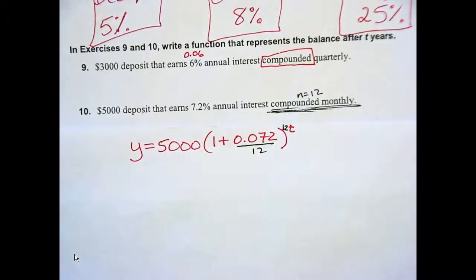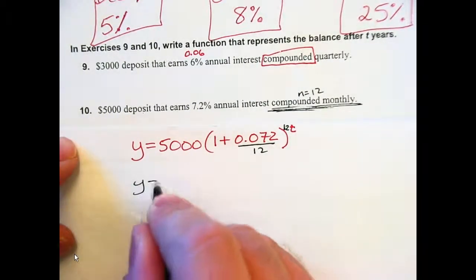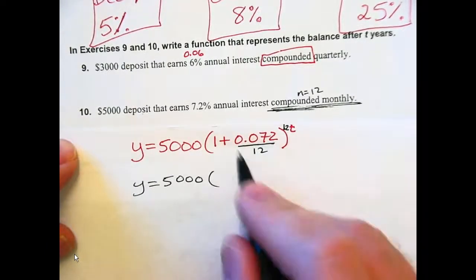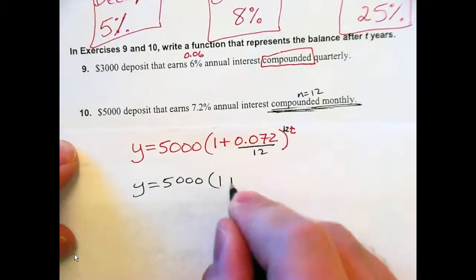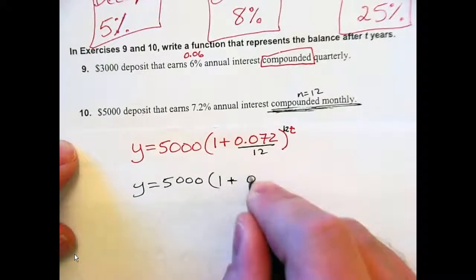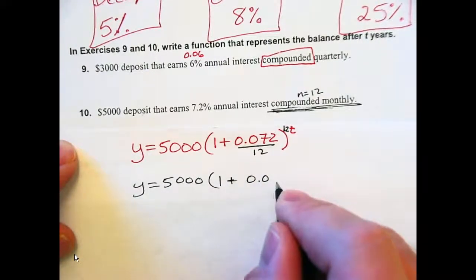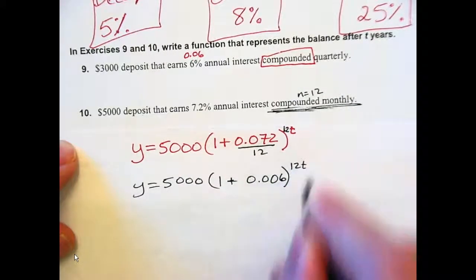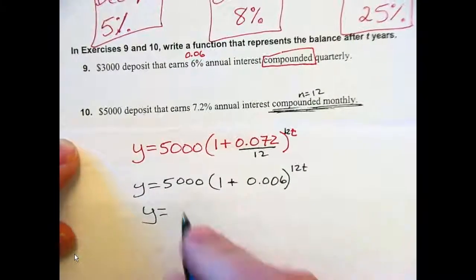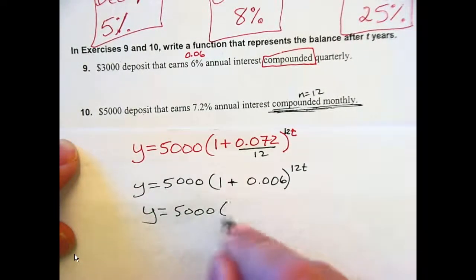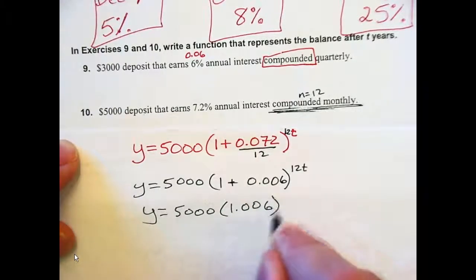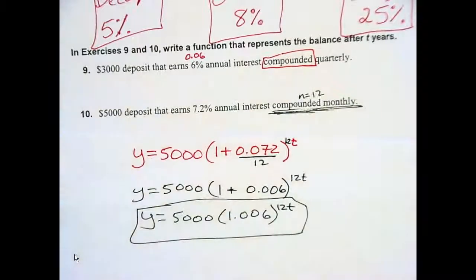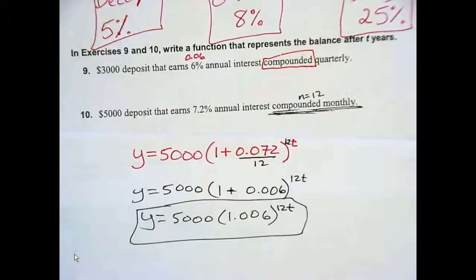That's it. Okay? So now when I calculate this, it's 5,000 and 0.072 divided by 12 is? 0.006. Thank you. So we get y equals 5,000 times 1.006 to the 12t power. How many got it? Well done. Any questions?